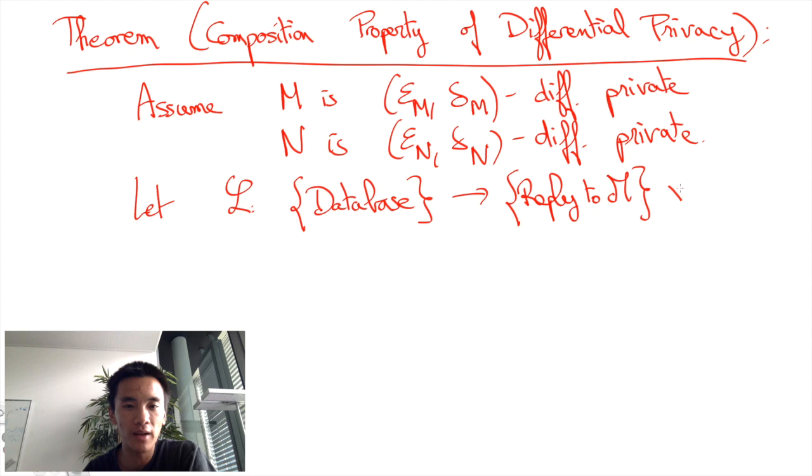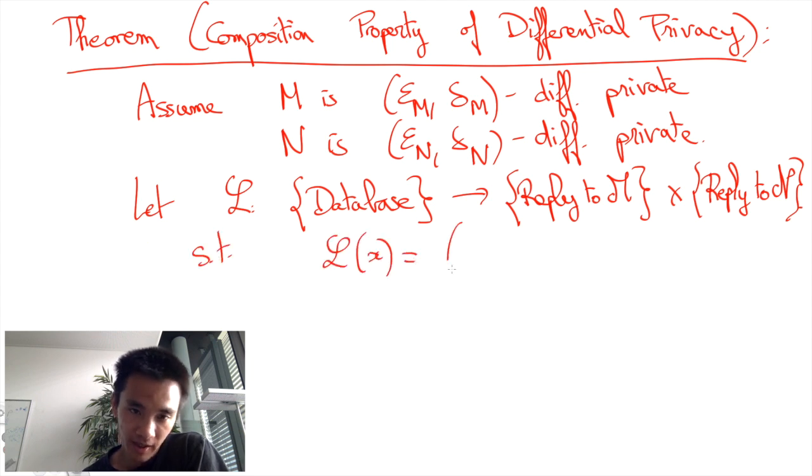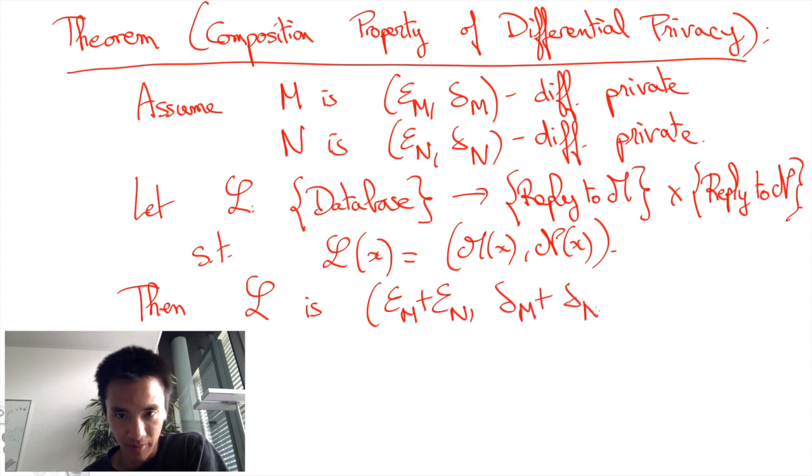Let the mechanism L take as input a database and return a reply to M and a reply to N. Let's consider this mechanism that returns the replies of both mechanisms run independently. Then L is epsilon M plus epsilon N, delta M plus delta N differentially private.